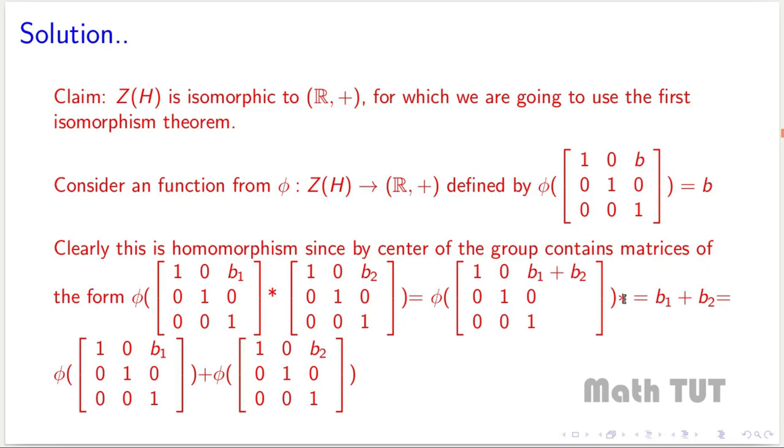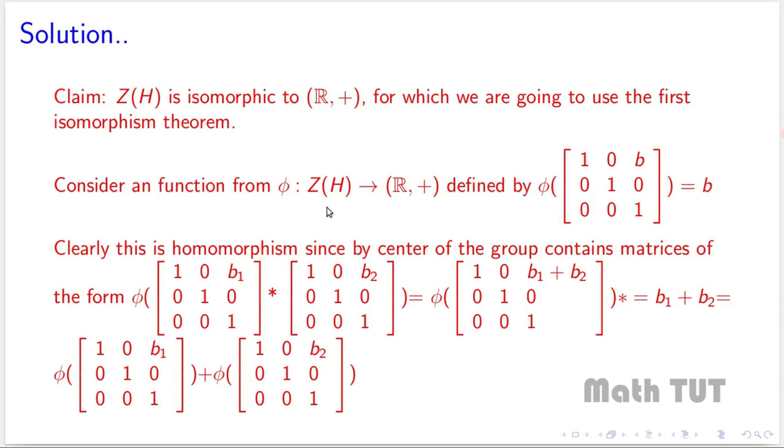It's a typo actually, it's not star here. B1 is nothing but phi of this matrix and B2 is nothing but phi of this matrix. So clearly it's a group homomorphism from Z of H to R plus. Now if you want to show this is an isomorphism, it is enough to show that the kernel of phi is the set containing the identity in Z of H. So the identity in Z of H is nothing but what? It is the 3 by 3 identity matrix.